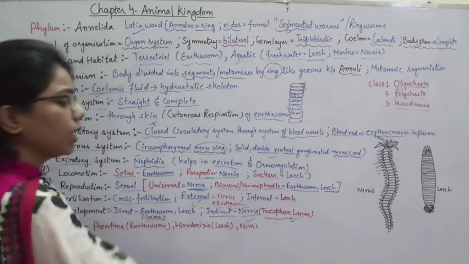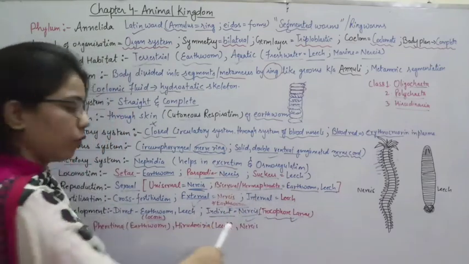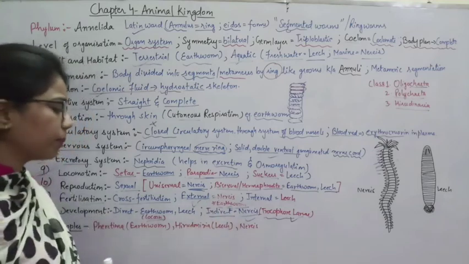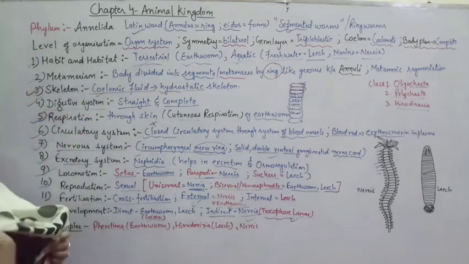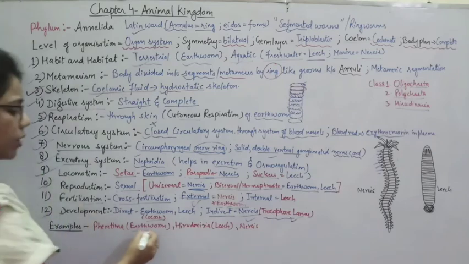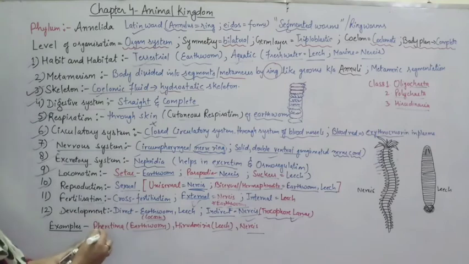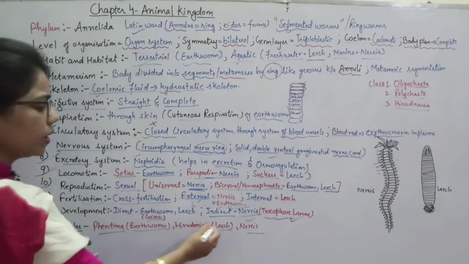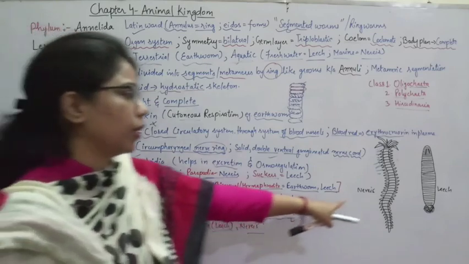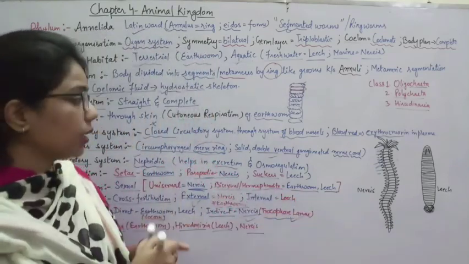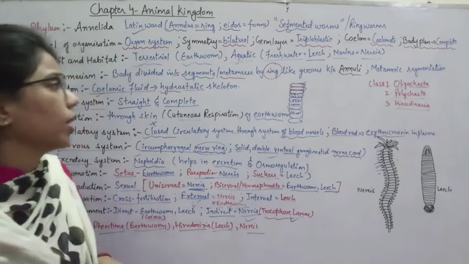Now this question is important. You have to memorize that the trochophore larva is formed from the Nereis. Here I have given examples of this phylum which we have discussed: earthworm, leech and Nereis. The earthworm is Pheretima, leech is Hirudinaria, and Nereis is the one which we have drawn here. So these are the three examples of this phylum.